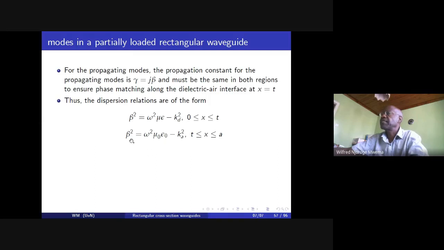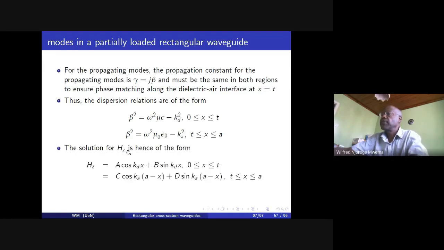And in the air region, we must have beta squared equal to omega squared mu naught epsilon naught minus ka squared. And the solution for Hz is then going to be of the form: in the dielectric region, it will have a form of A cosine of kd x plus B sine kd x. And in the air region, it will have C cosine of ka (a minus x) plus D sine ka (a minus x).